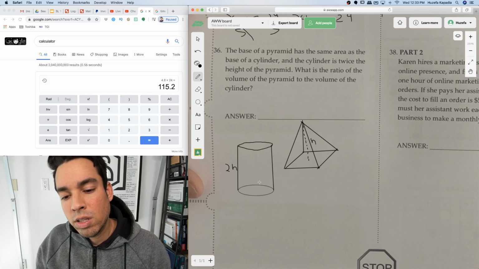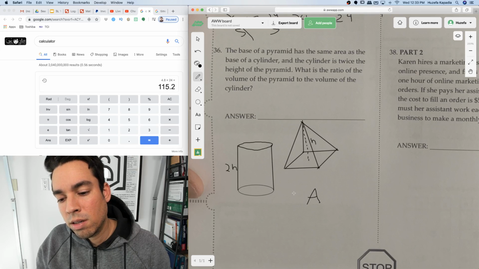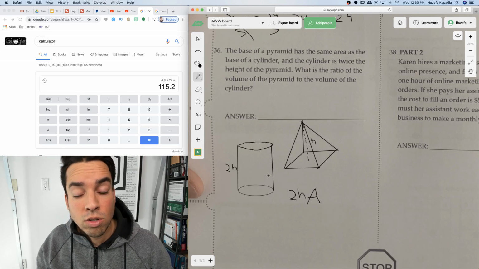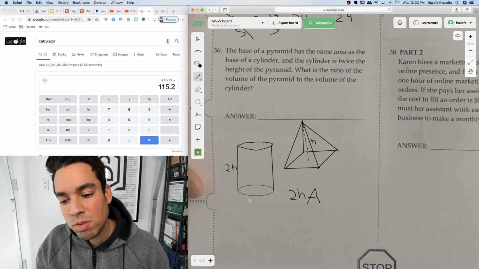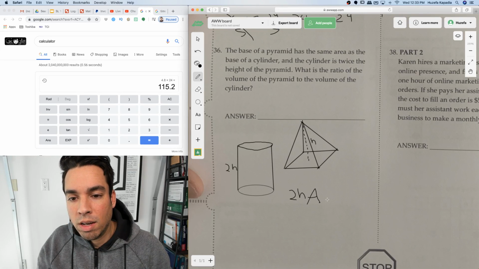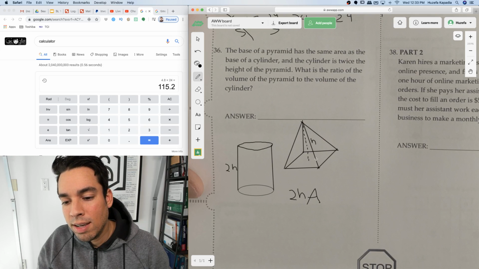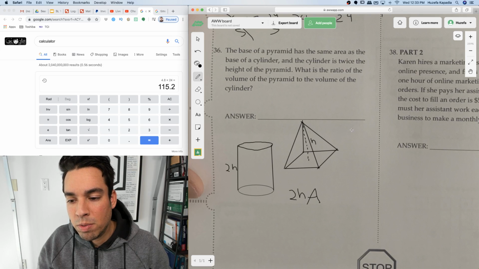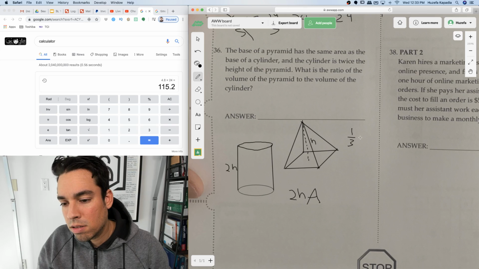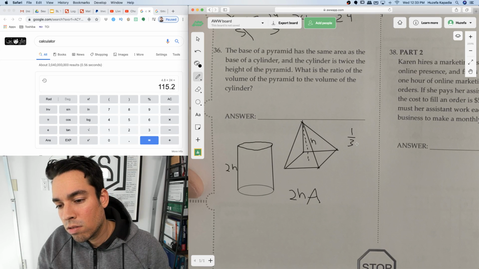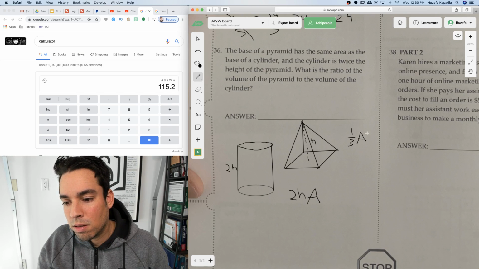Okay, so then this is just, which is area. So it's area times 2h. That's the volume of the cylinder, because that's all you do. You take the area, pi r squared times height. And the cylinder is twice the height of the pyramid, and they have the same base. And to calculate the volume of a pyramid, it's 1/3 area of the base. Let's call it area, right? Because they're the same, times height.